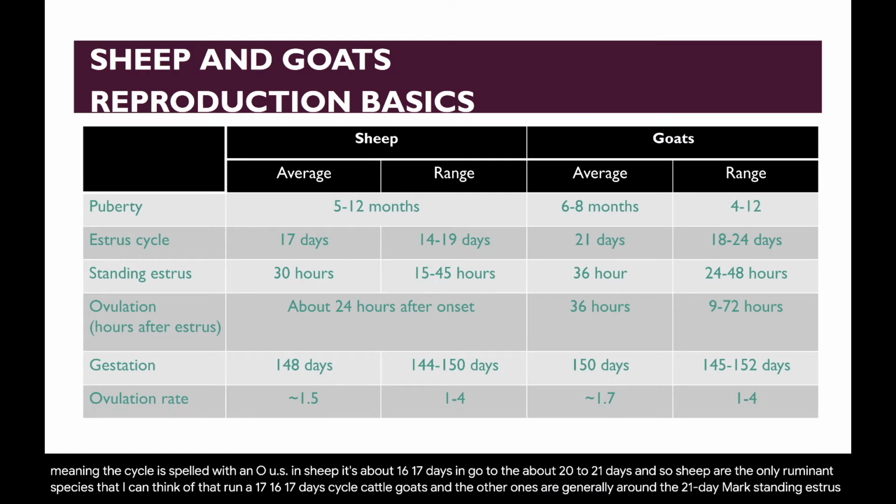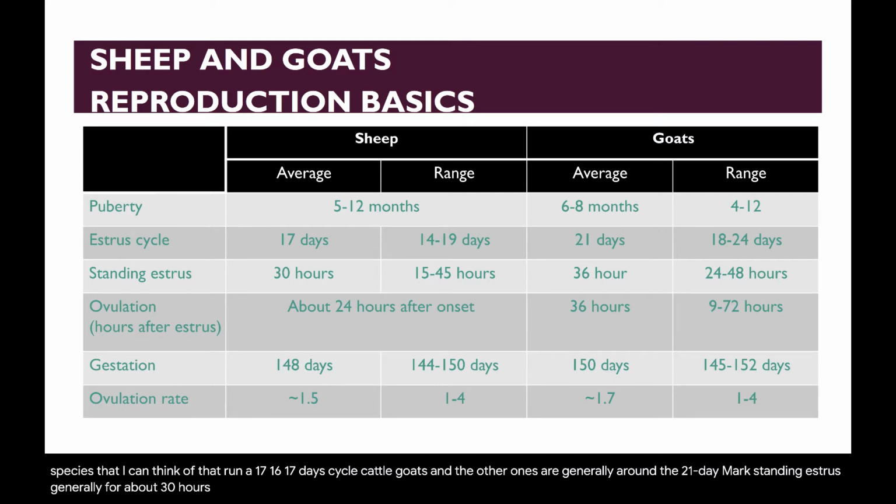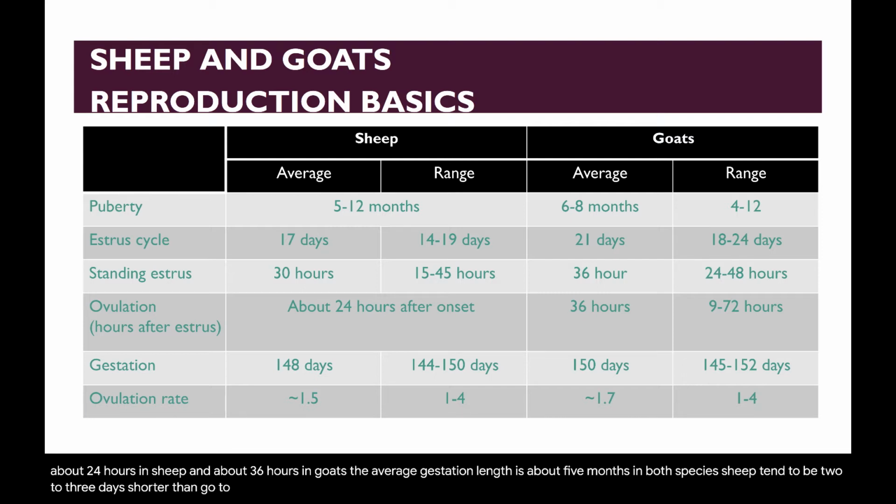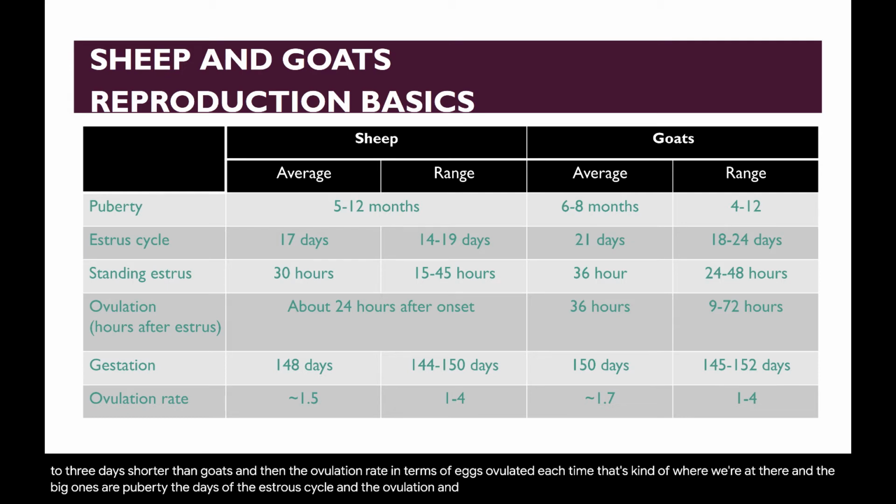Standing estrus, generally for about 30 hours in sheep, a little bit longer in goats. And when we talk about the ovulation after the onset of standing heat, it's about 24 hours in sheep and about 36 hours in goats. The average gestation length is about 5 months in both species. Sheep tend to be 2 to 3 days shorter than goats. And then the ovulation rate in terms of eggs ovulated each time, that's kind of where we're at there. And the big ones are puberty, the days of the estrus cycle, and the ovulation and gestation.